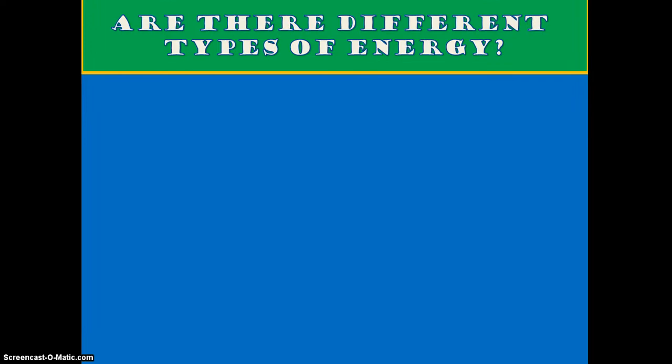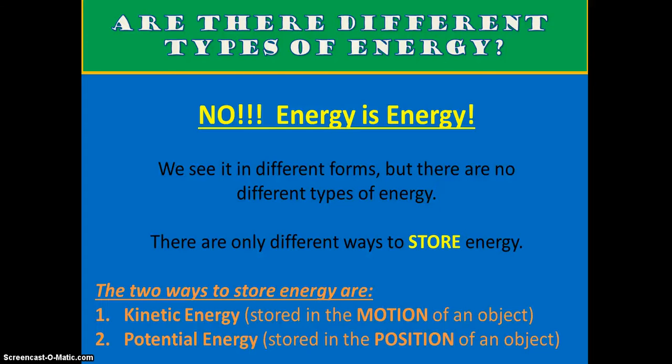So you might ask yourself, are there different forms of energy, or different types of energy? Well, you might say, yeah, you just told me there are 7 different types of energy. But not really. Energy is energy. There are no different types of energy. Now, energy can be seen in many different forms, like we just talked about, but energy is energy.